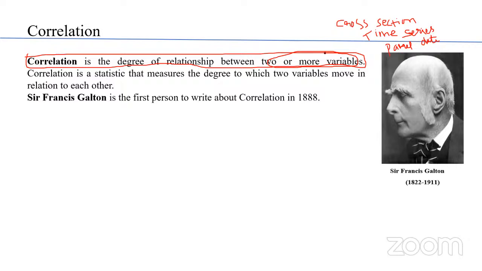Sir, is this about the time? Cross section means at one point in time we are measuring the two variables, and time series would mean that at different points, for example, we measured the variables in January and then we measured it in February, and likewise, on the basis of time, we are collecting data at two different times. Is this what you are asking? Yeah, you're right. Then what is panel data?